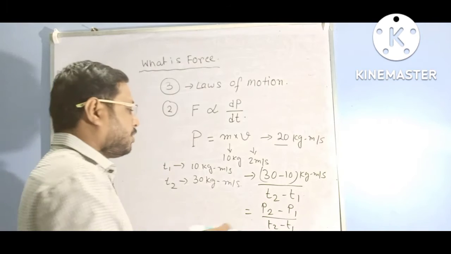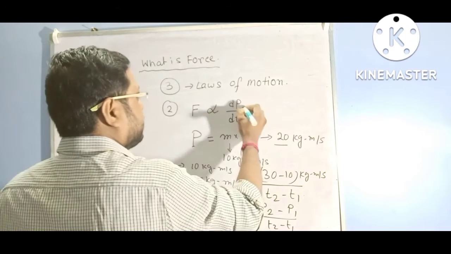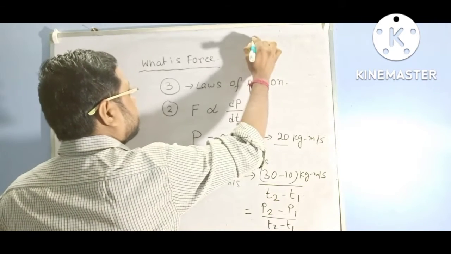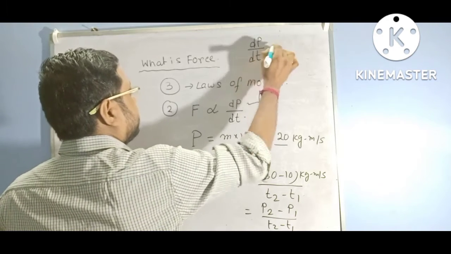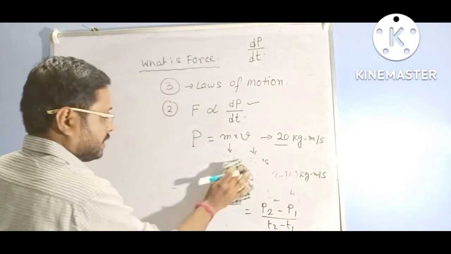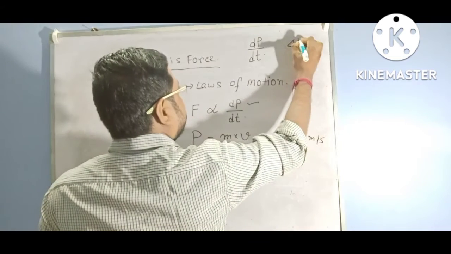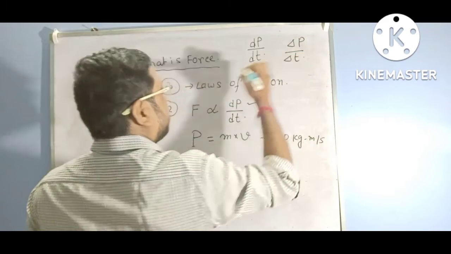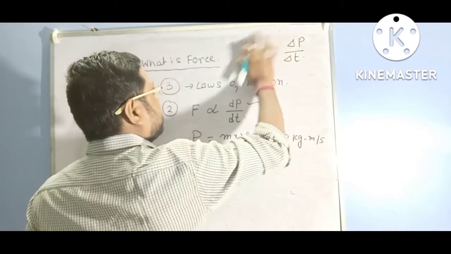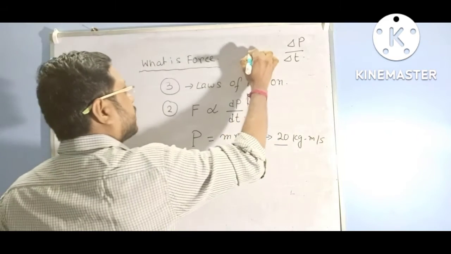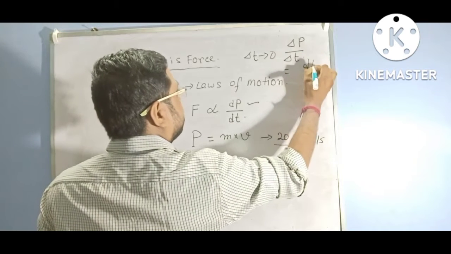But if the momentum change is very small, then we can write the change of momentum as dp and change of time as dt. Actually, it is written as delta p by delta t, and if the time interval in which the change of momentum takes place is very small, it is written as delta t tends to 0. Then delta p by delta t means dp dt.